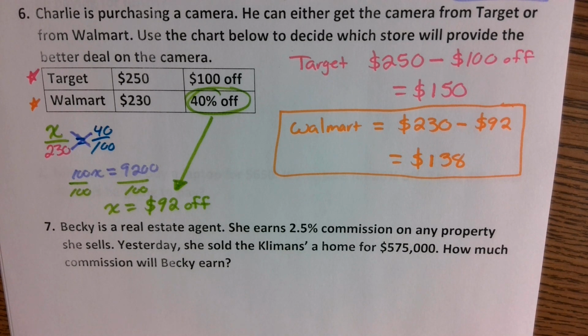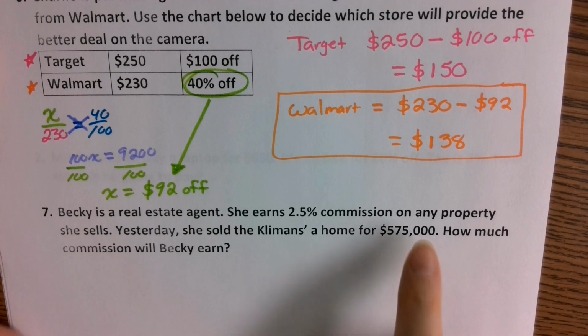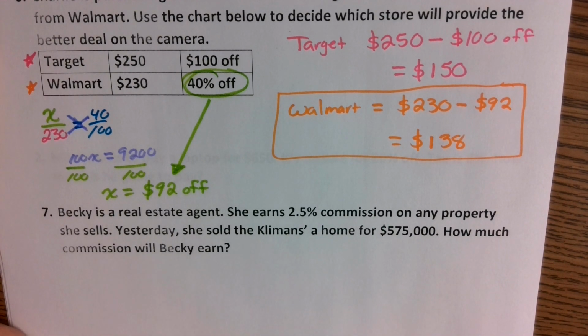All right, Becky's a real estate agent. She earns 2.5 commission on a property. She sells a home for $575,000. We want to know what is her commission earnings.